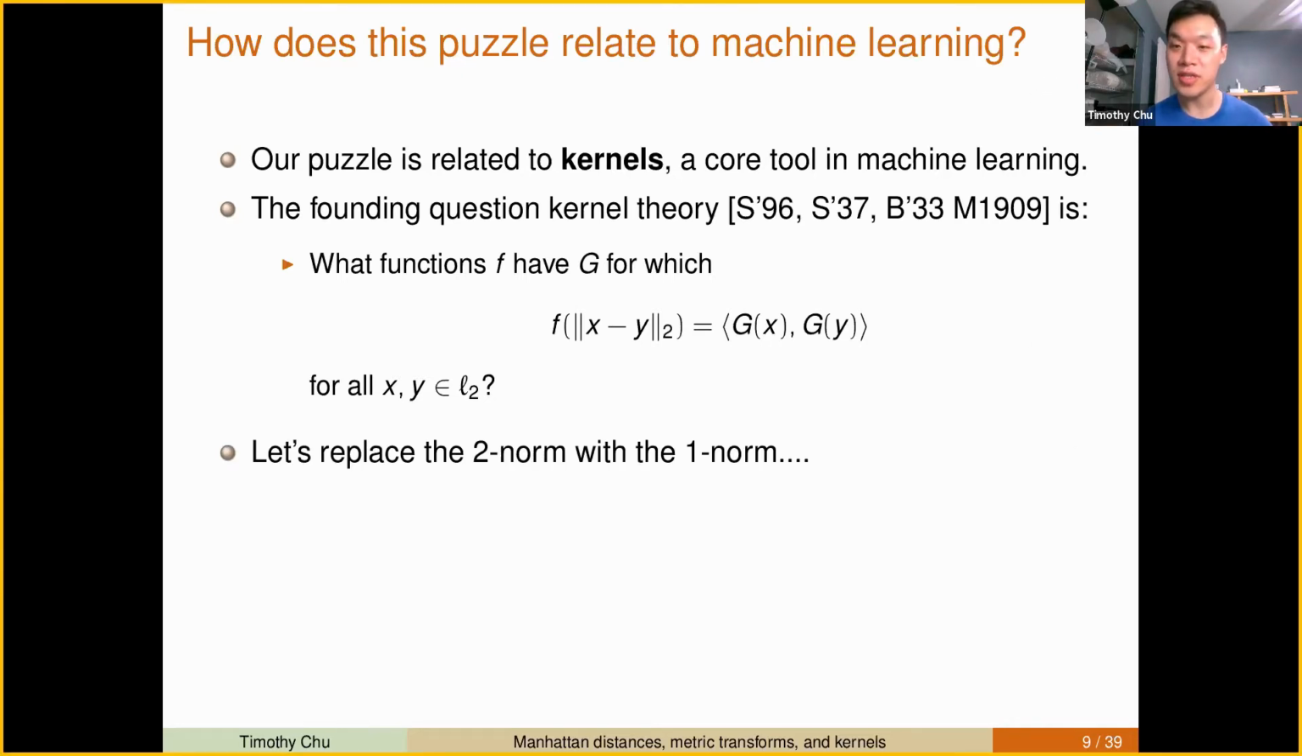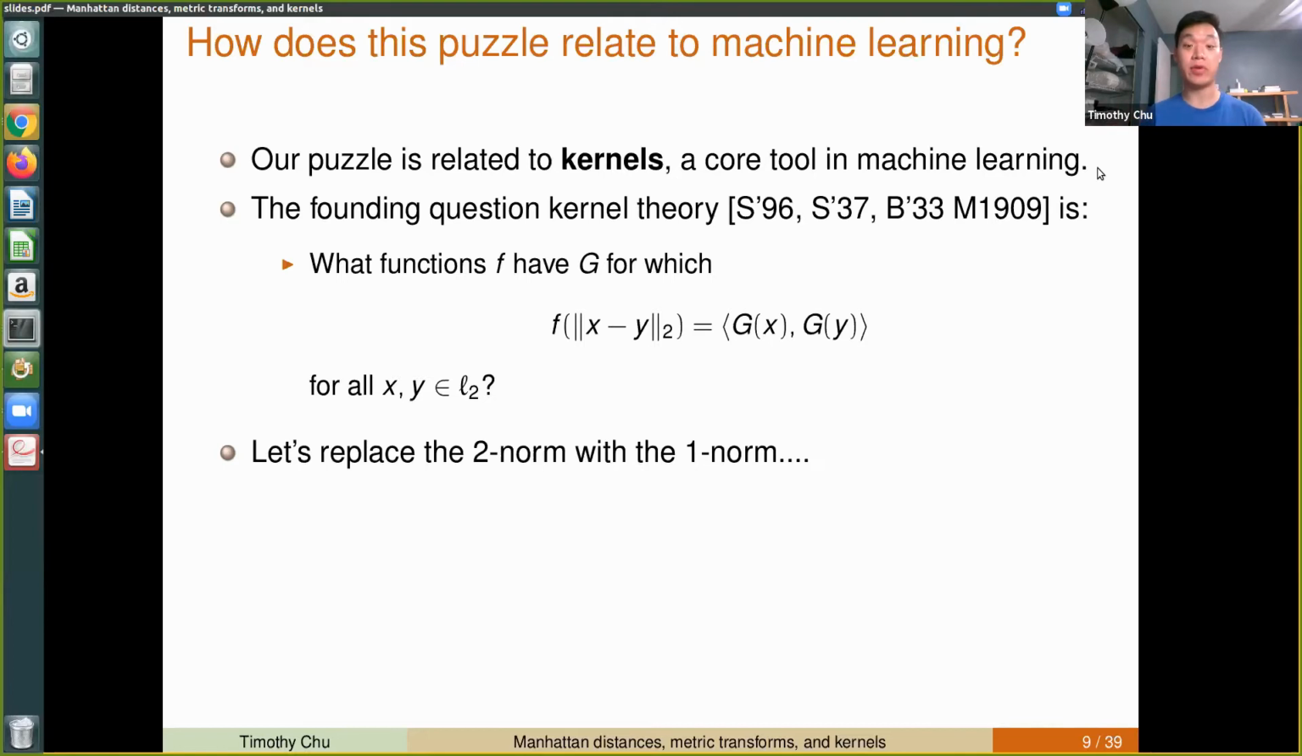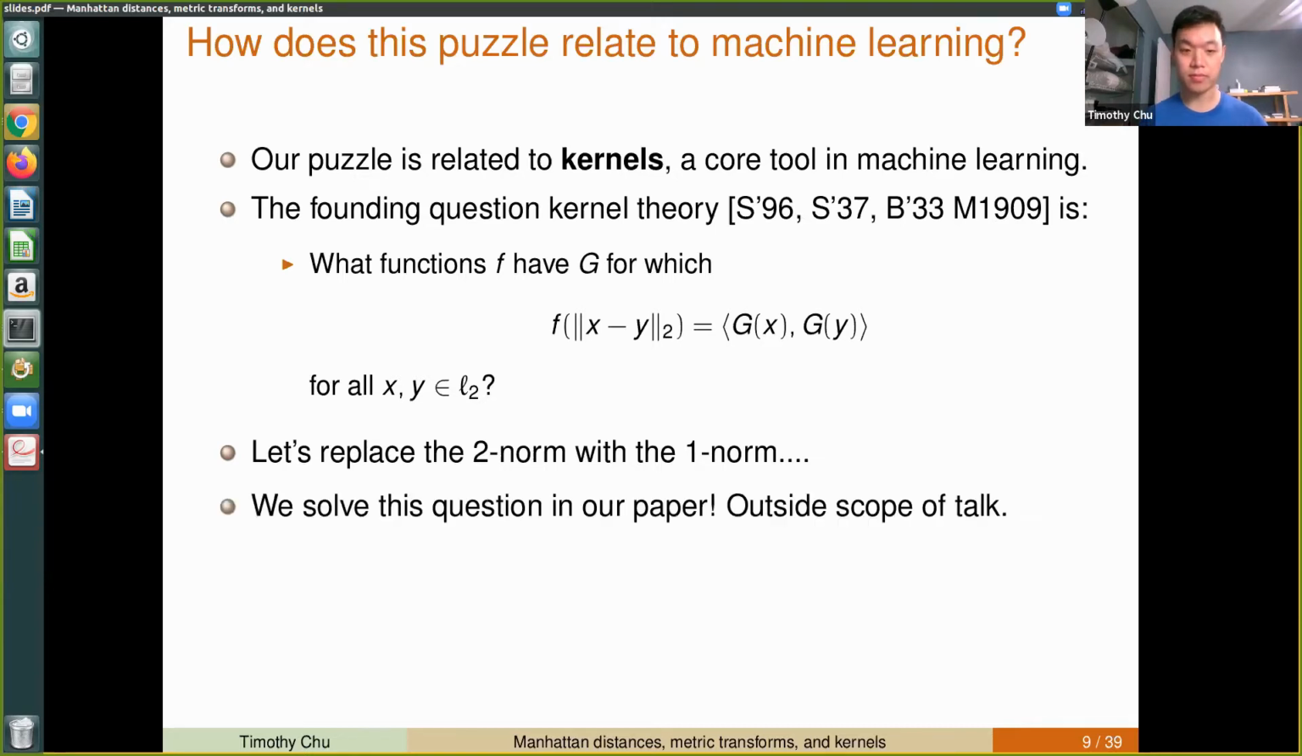Okay, well, it turns out this question is the center of everything in kernels, but we're just asking a simple question. What happens if we replace the 2 norm with the 1 norm? And this question, if you replace the 2 norm with the 1 norm, is deeply related to the puzzle we gave at the beginning. In fact, we solve this question in the paper. We fully classify all such functions f, such that if you apply f to the Manhattan distance between 2 points, you get an inner product.